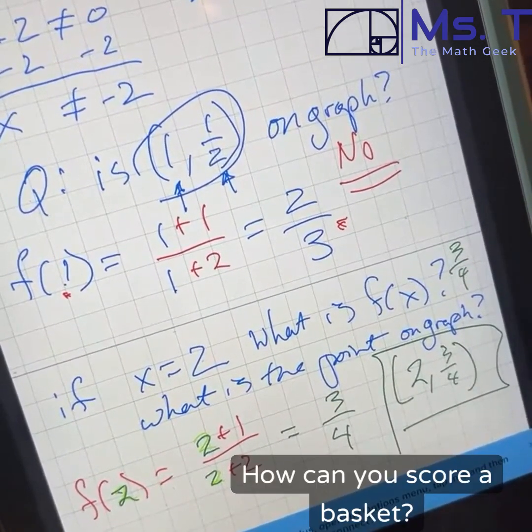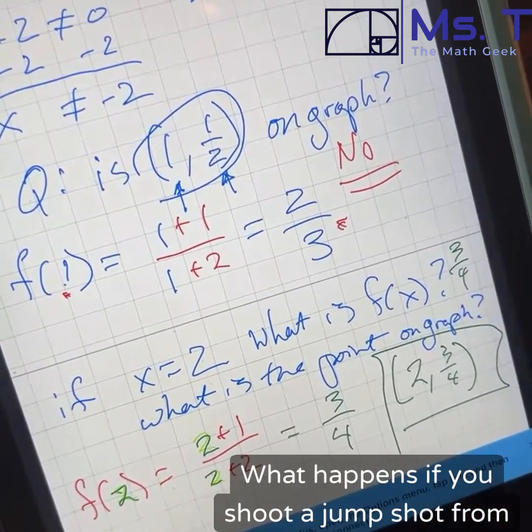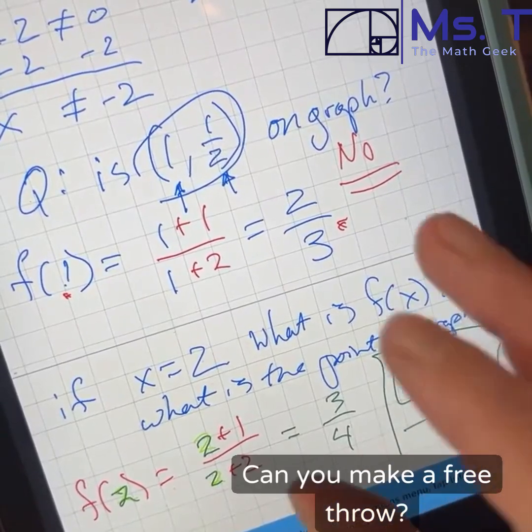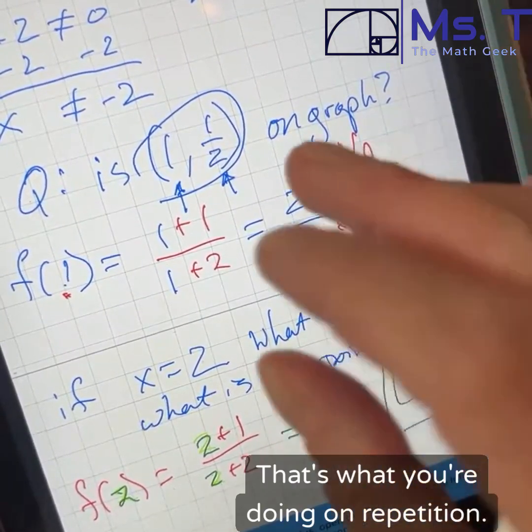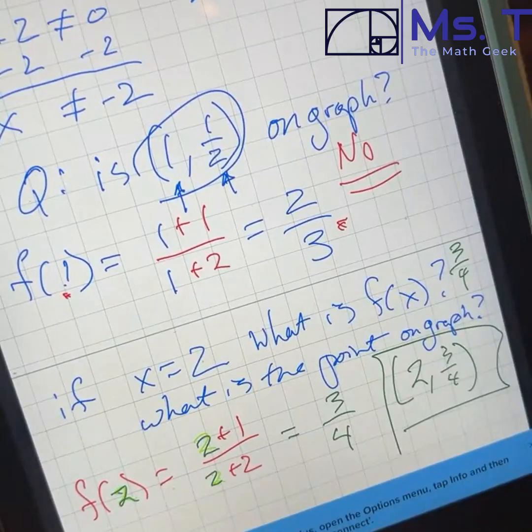How can you score a basket? Well, I could do a layup. Awesome. What happens if you shoot a jump shot from the 3-point line? Can you make a free throw? That's what you're doing on repetition, okay?